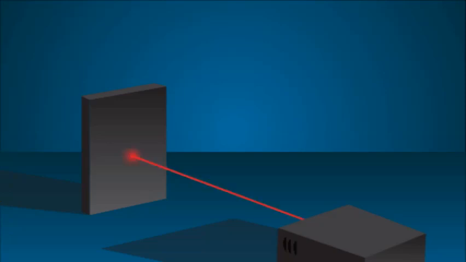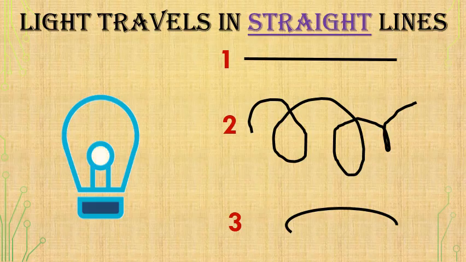But what's the meaning of straight? If you look here, you can see that this beam of the light moves in a straight line or direct line. That's what is meant by straight. Straight means direct. So, light travels in straight lines.